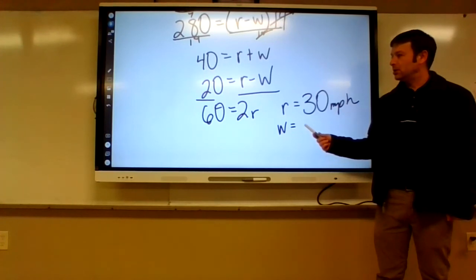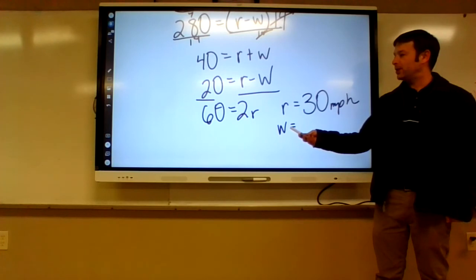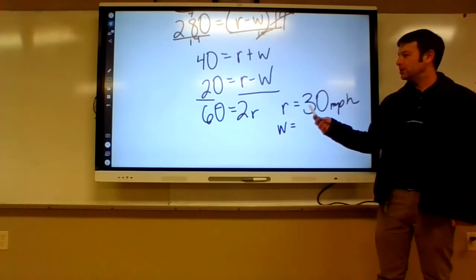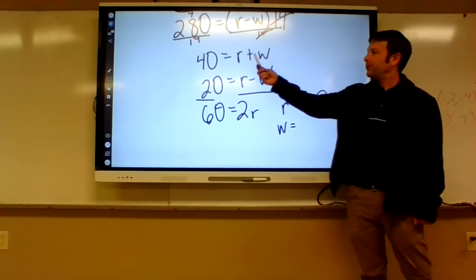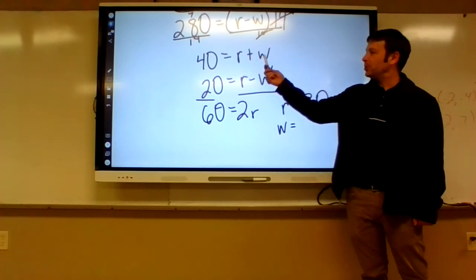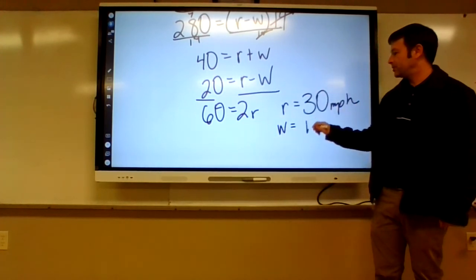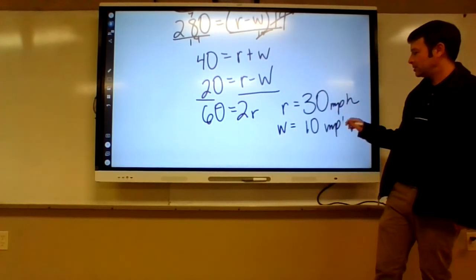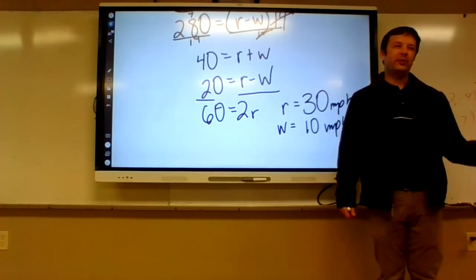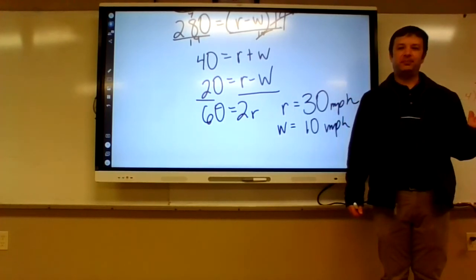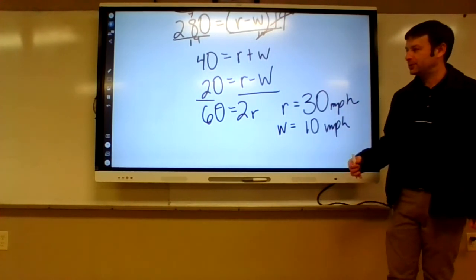Okay, so that's the rate of the boat normally, and then how do I find the water speed? Put 30, plug it back in, just like every other problem. So 30 plus what equals 40? 10. So the water speed must be 10. Okay, number 14, you can just basically do the same thing with different numbers.